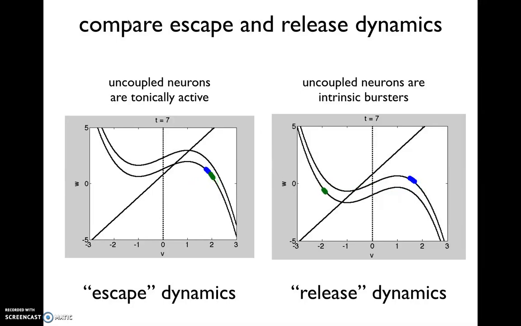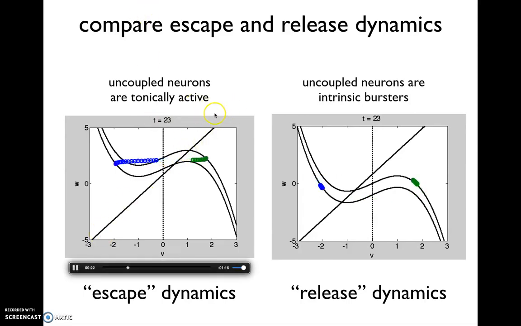The distinction between escape dynamics and release dynamics is easy to see in the phase plane. Remember, these are the phase planes for two identical reciprocally coupled inhibitory neurons. The straight nullcline is a slow recovery variable, and the cubic nullcline is the nullcline for the fast voltage variable.